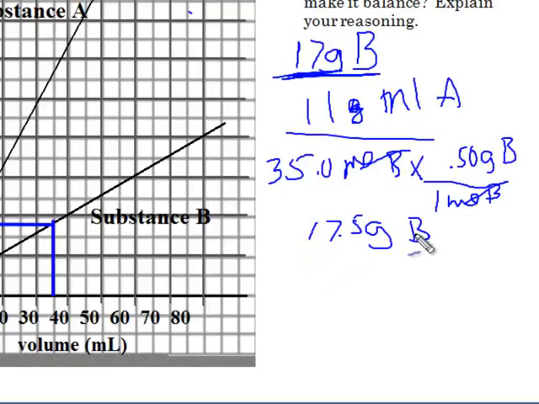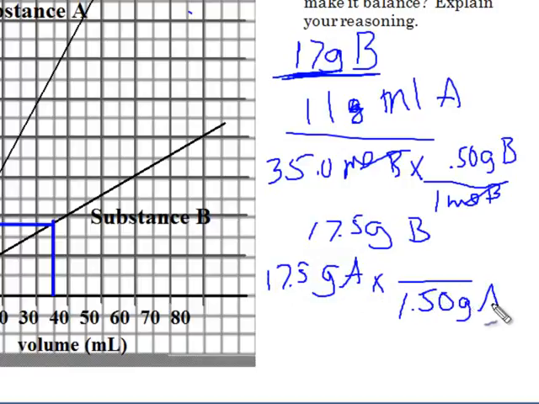Okay, so this is 17.5 grams of B, which means I need 17.5 grams of A to make it balance. And what I know from my density of A is 1.50 grams of A is 1 milliliter of A. So if I cancel out my grams of A and grams of A, what I end up with is 11.7 milliliters of A.